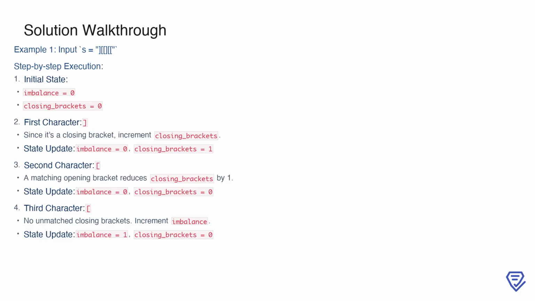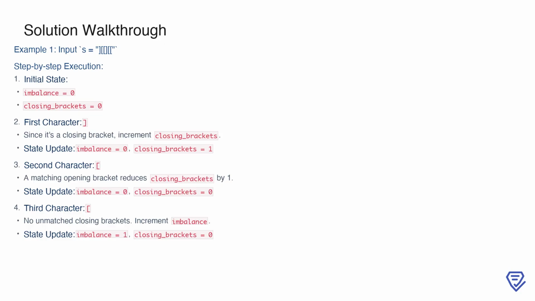Initially, we set two variables, imbalance and closing_brackets, both to 0. Starting with the first character, which is a closing bracket, we increment closing_brackets since there's no matching opening bracket yet. This updates the state to imbalance equals 0 and closing_brackets equals 1. Moving to the second character, which is an opening bracket, it matches with the unmatched closing bracket, so we decrease closing_brackets by 1. Now, the state becomes imbalance equals 0 and closing_brackets equals 0.